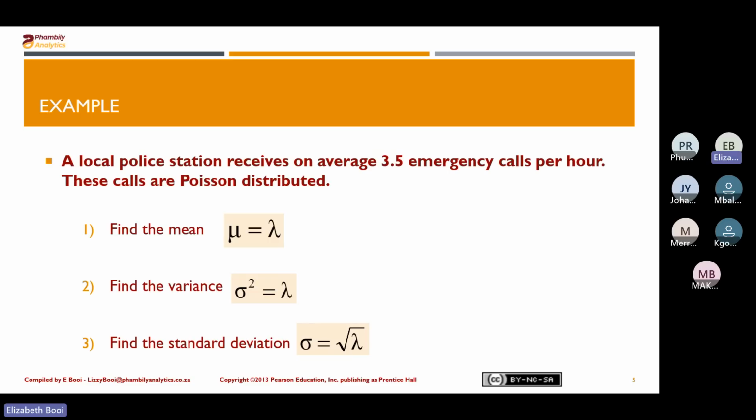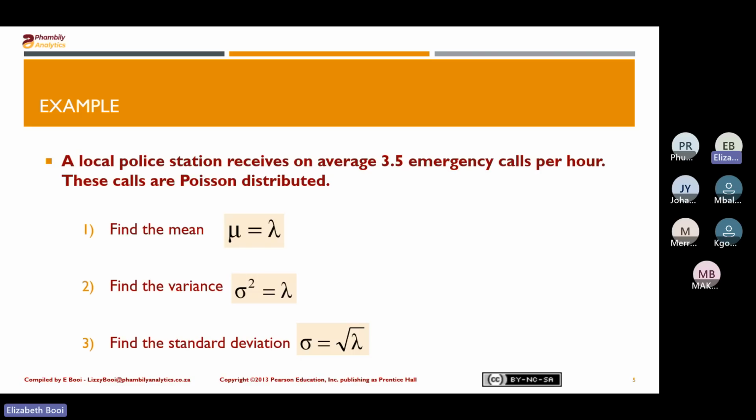Let's look at an example. A local police station receives on average 3.5 emergency calls per hour. These calls are Poisson distributed. And this is another thing. In most cases, in your assignment or in your exam, they will mention the word Poisson, so that it makes it easier for you to understand that the information you are given follows a Poisson distribution.